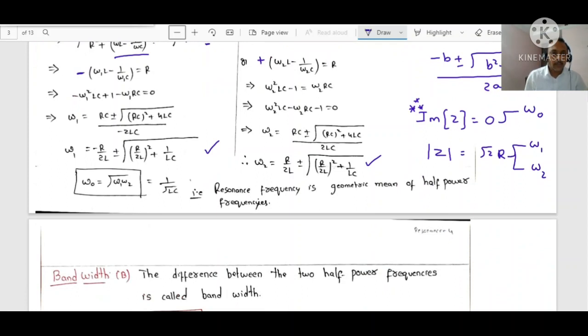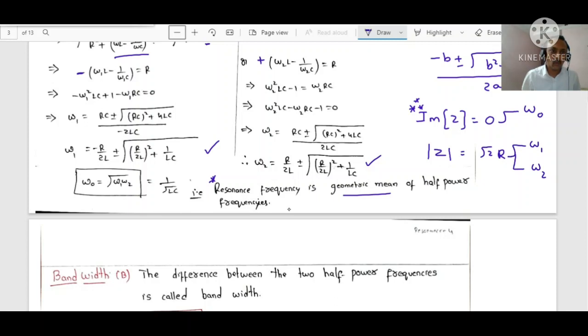Now if you observe, the relation between omega naught and omega 1 and omega 2 is given by omega naught equal to root over omega 1 into omega 2. What does it mean? Very important. This statement many times in competitive exams they will ask. Resonance frequency is the geometric mean of half power frequencies. What do you mean by that? Omega naught is equal to root over omega 1 into omega 2.